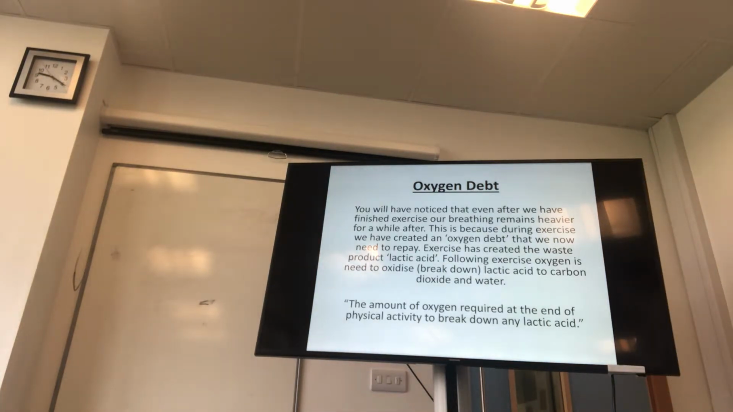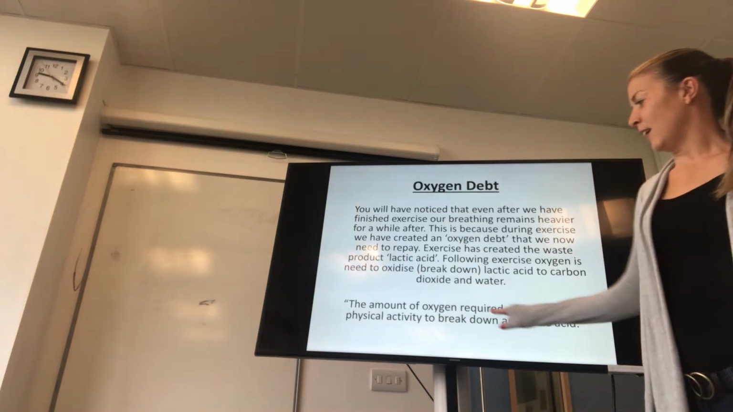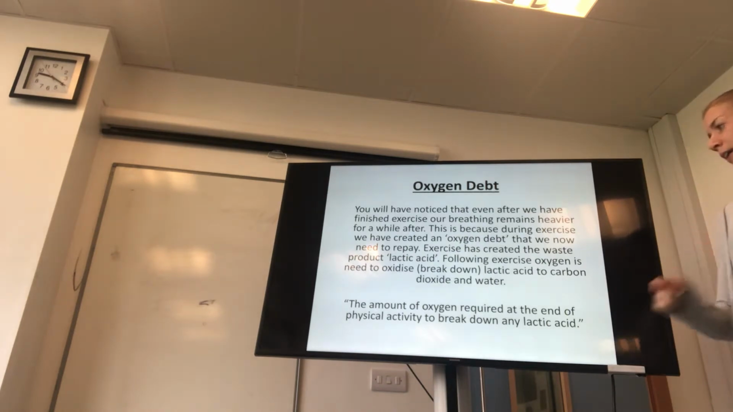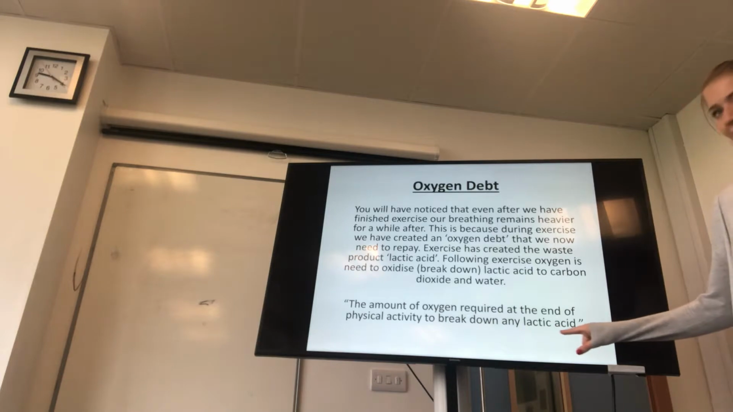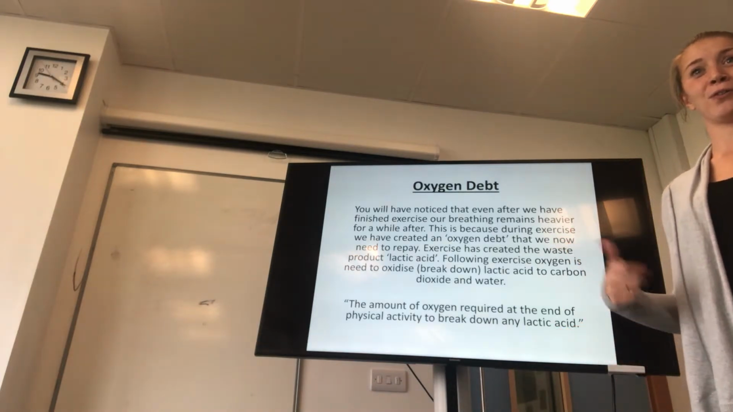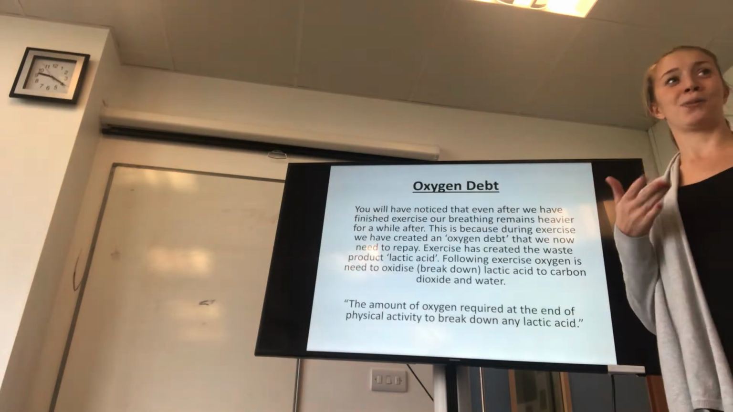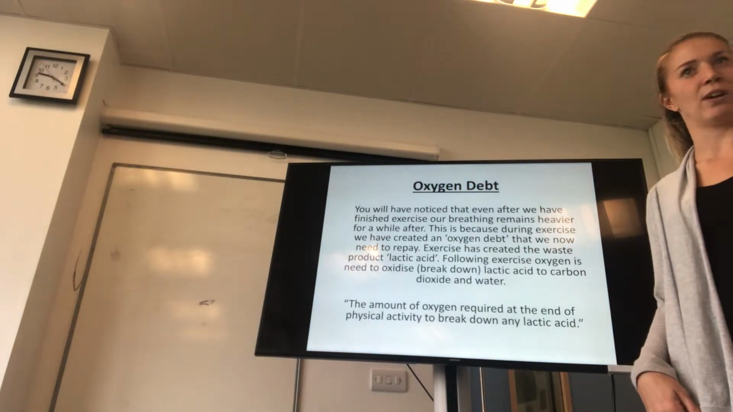So, sorry, coming back to oxygen debt, it does help to understand it anyway. Our oxygen debt, and this is kind of the definition, although you don't have to use the exact definition, is the amount of oxygen required at the end of physical activity to break down any lactic acid. After we've done that 20-minute run, when they've all finished, their legs are aching and they all probably just want to sit down, but their breathing rate will increase and stay high because it's trying to break down that lactic acid that their legs are full of.